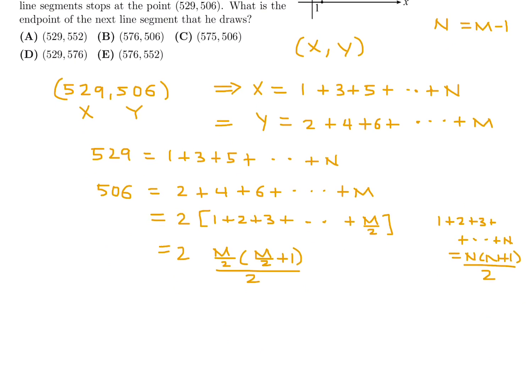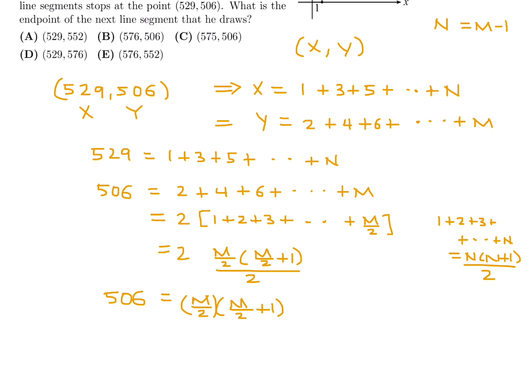All right. So basically, these 2's cancel out. So you just have m over 2 times m over 2 plus 1. And that, of course, equals 506. Now, at this point, I do not encourage you to multiply it out and use a quadratic, all that stuff. Just use inspection. Get out your calculator, take the square root of this, and see what two numbers multiplied by each other equal 506, right? And those two numbers are consecutive. So do a little bit of fiddling around.